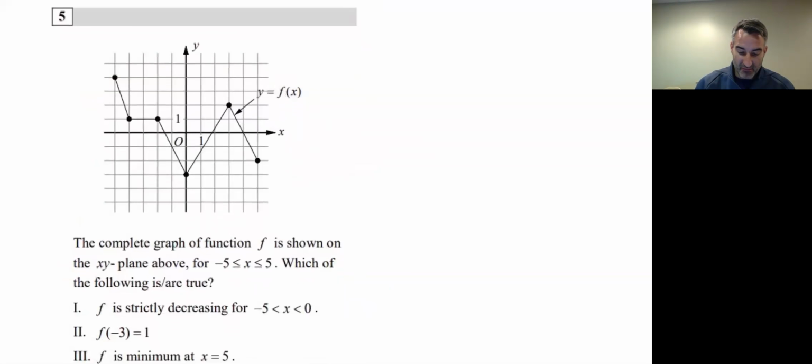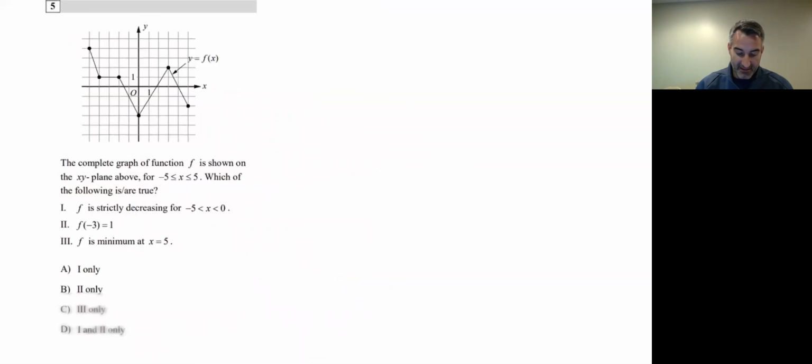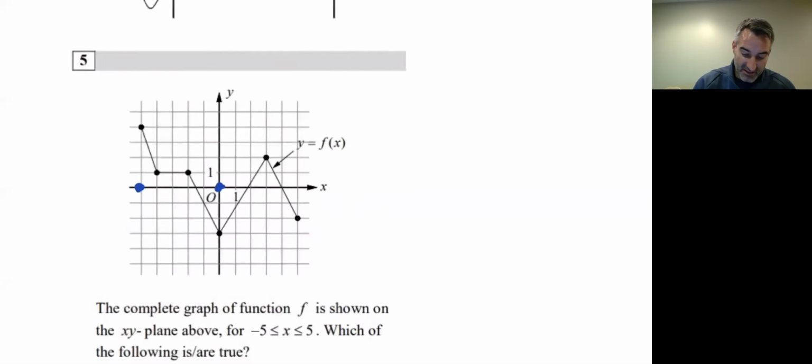Okay, this is a great one. I like these problems a lot. Complete the graph between negative 5 and 0, which of the following is true? So it's strictly decreasing from negative 5 to 0. Okay, so where's negative 5? 1, 2, 3, 4, 5. Negative 5 is right there. 0 is right here. So is the graph going down the entire time? Is the graph decreasing?